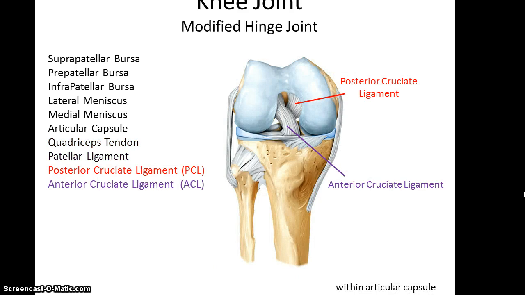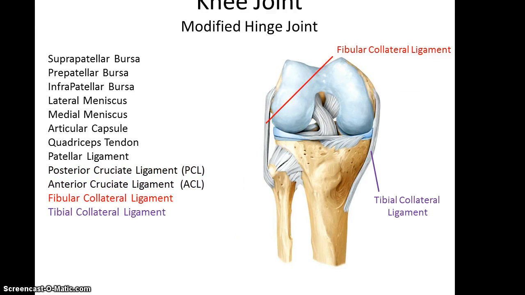Now again, within the articular capsule, not only do we have the menisci, but we also have 2 ligaments, the posterior cruciate ligament, or PCL, and the anterior cruciate ligament, or ACL, that again help to keep the 2 bones together during the movements of the knee. Outside of the articular capsule is the fibular collateral ligament on the side of the fibula, and the tibial collateral ligament on the side of the tibia.